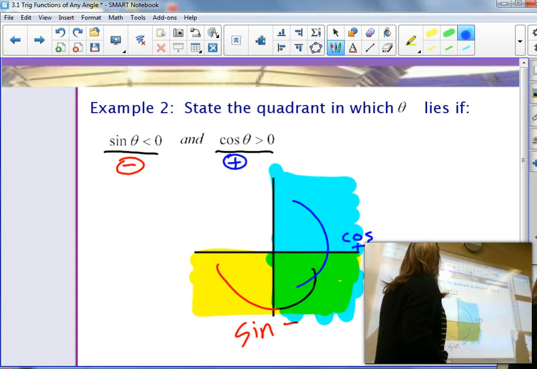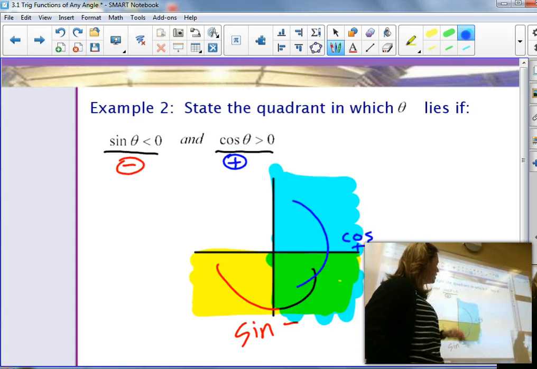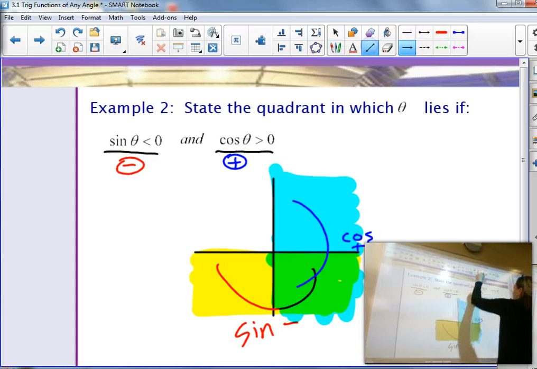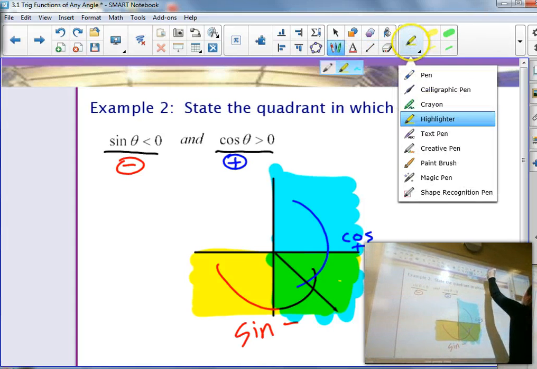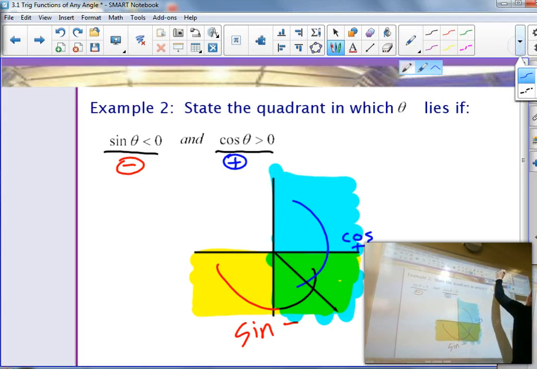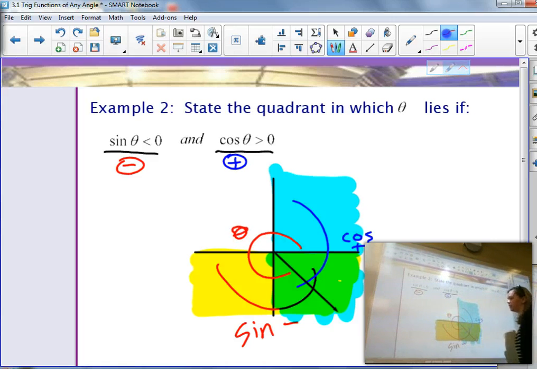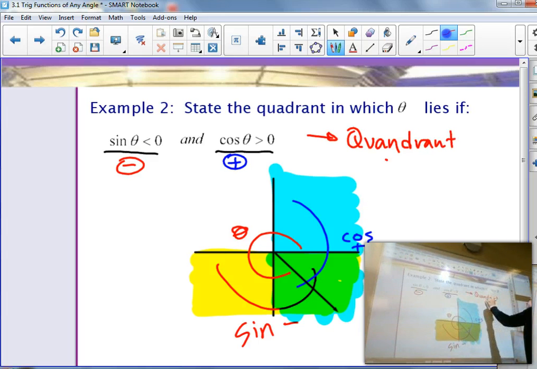So, what quadrant does theta lie in if its sine is negative and its cosine is positive? How do you know? Because that's where it's overlapping, right? Theta must live here. Theta must be right here because that's where the sine is negative and the cosine is positive. My answer is quadrant 4.